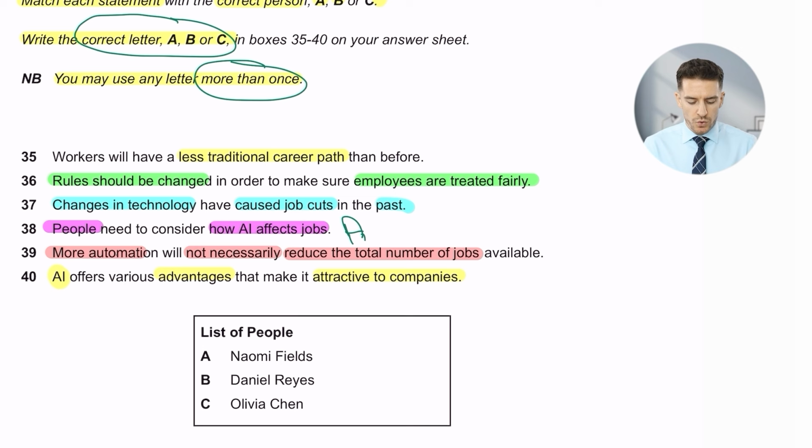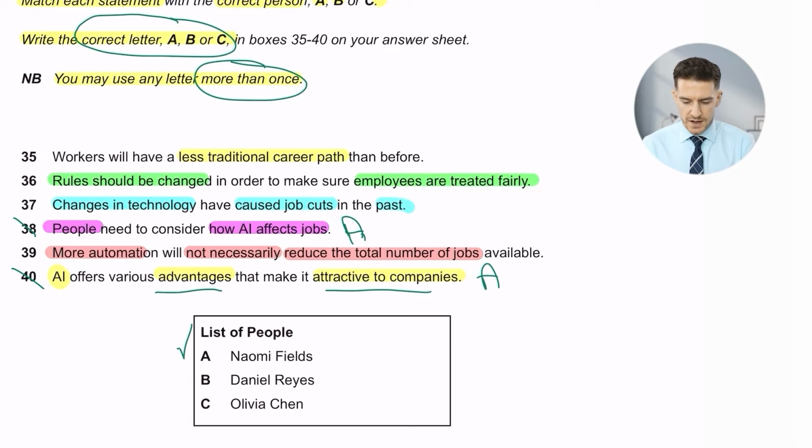Number 39, more automation. Well, no, there was nothing about that. AI offers advantages that make it attractive to companies. Yes, because we found that on the first page, I think it was the third paragraph. So we can put A there. So we'll cross off 40, cross off 38. So we've done Naomi. Now let's move on to Daniel Reyes.